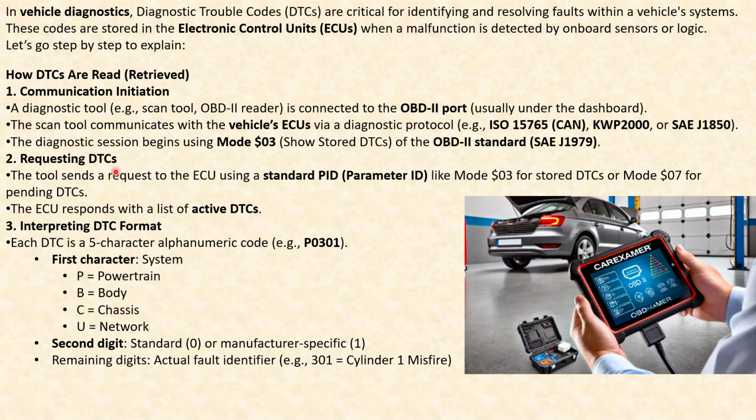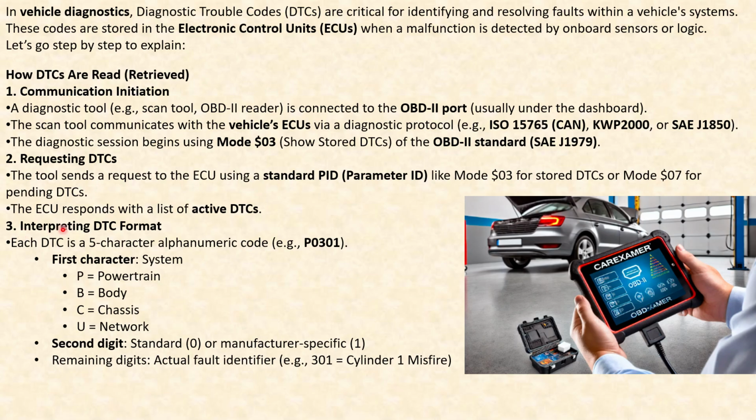So after communicating, what does it do? It requests the DTC. The tool sends a request to the ECU using a standard PID, parameter identification, like mode $03 for stored DTCs or mode $07 for pending DTCs. The ECU responds with a list of active DTCs. So whichever DTCs are active in the ECU, it gives the list.